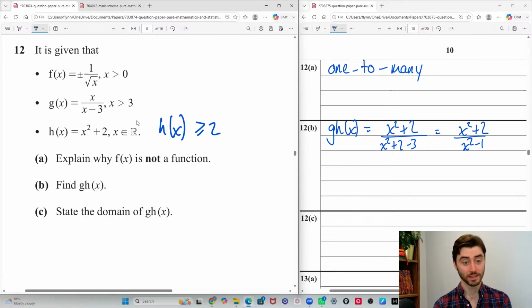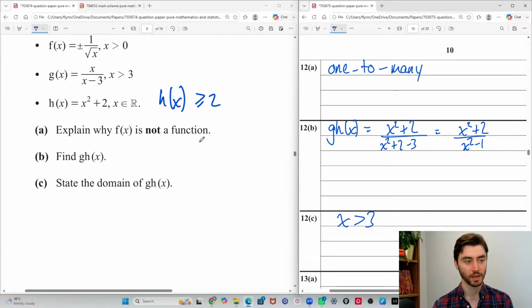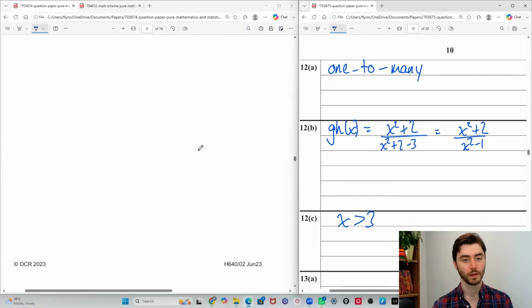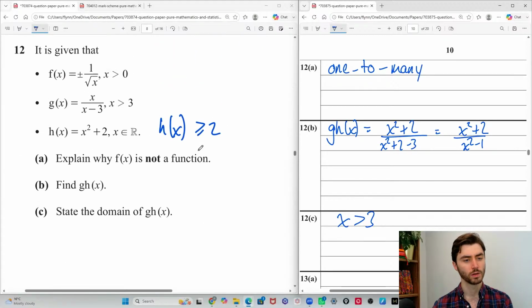So we've got this. h of x is going into the g of x. And because these values are already included in that, I'm just going to say, especially because it says state, it's just going to be x is bigger than 3 as well as the domain of that thing. Or is that true? That might not be true, actually.